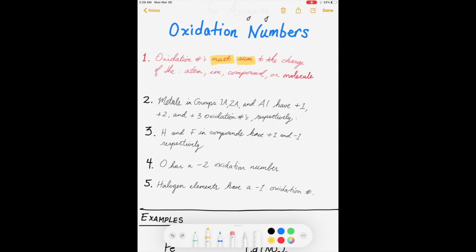It says metals in group 1A, that's your first column on the far left on the periodic table, group 2A, that's the second column from the left, and aluminum have +1, +2, and +3 oxidation numbers respectively. So it's just saying everything in the first column has a +1 oxidation number. Everything in the second column has a +2 oxidation number, then aluminum would have a +3.